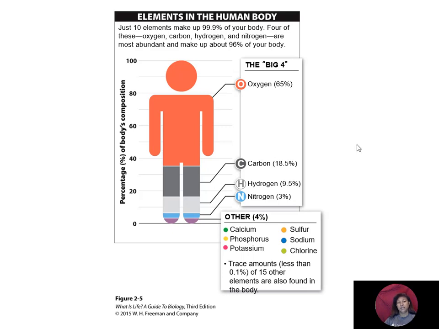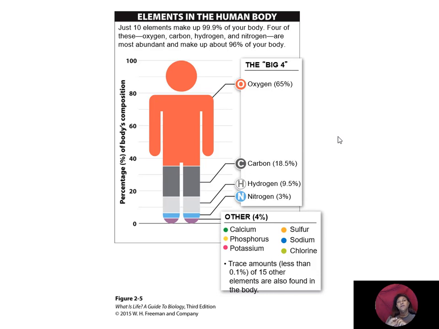But when we look at the breakdown of elements that make up our body, we can see that we're about 65% oxygen, followed by carbon, hydrogen, and nitrogen. But these are all 4 main elements, right? Carbon, oxygen, hydrogen, and nitrogen.